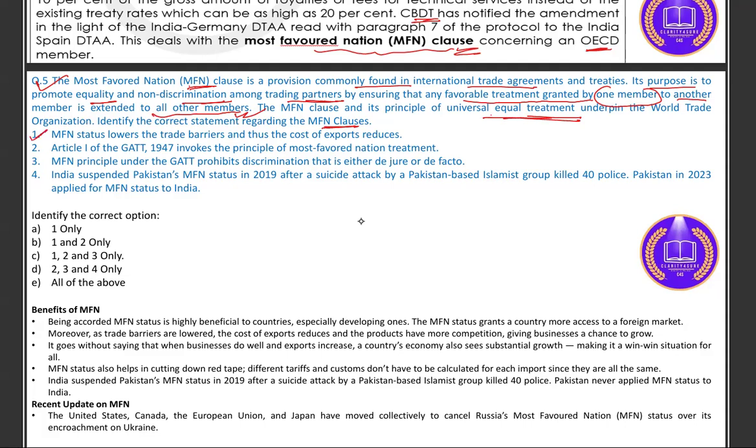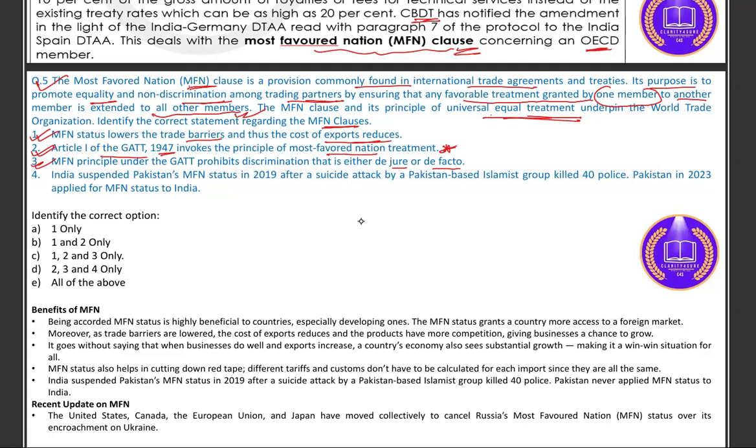So the first statement: MFN status lowers the trade barrier and thus the cost of export reduces. Yes, exactly true. It lowers the trade barriers and therefore the exports become more competitive. The second: Article 1 of the GATT 1947 invokes the principle of MFN. Remember this fact. Okay, this statement is also correct. The MFN principle under the GATT prohibits discrimination that is either de jure or de facto. This statement is also correct.